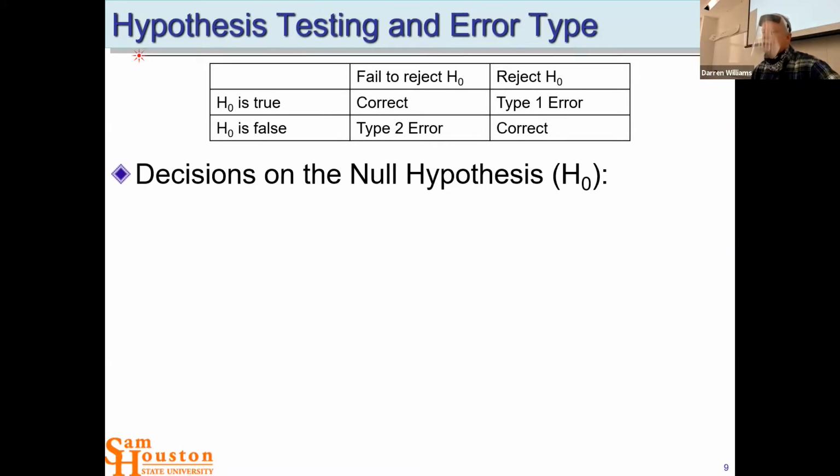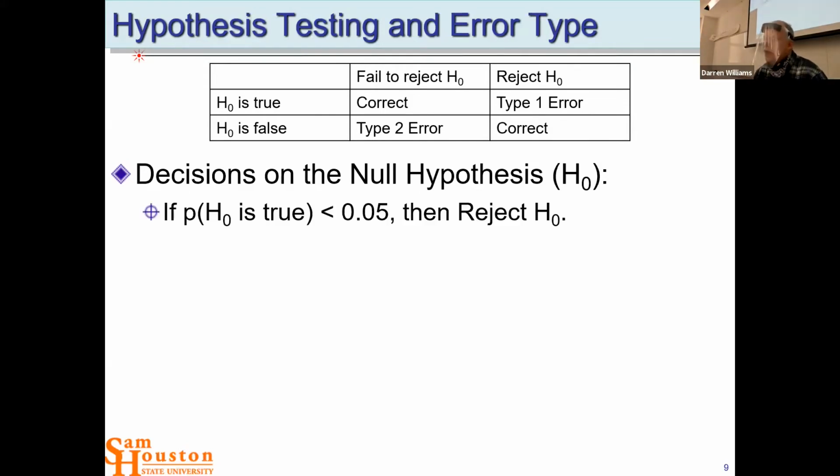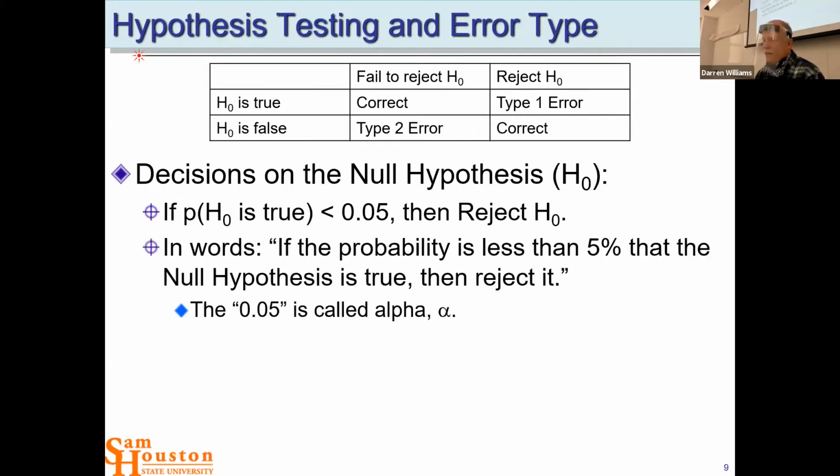Okay, so let's look at how we use hypothesis testing. We make decisions on the null hypothesis using our confidence intervals. So if the probability of the null hypothesis being true is less than 0.05, then we reject the null hypothesis. It's a pretty stringent test. If the probability is less than 5% that the null hypothesis is true, then we reject it. We have to have a pretty strong test before we reject our null hypothesis.